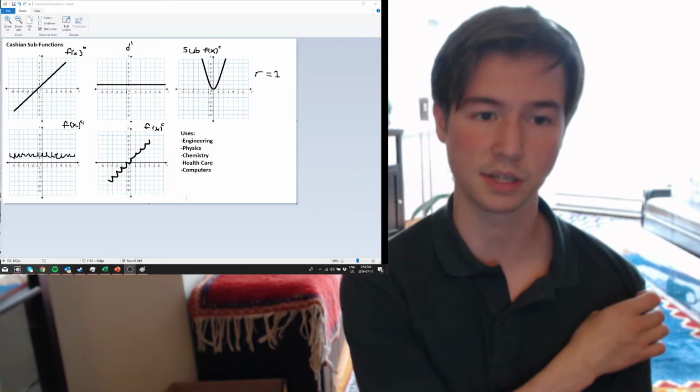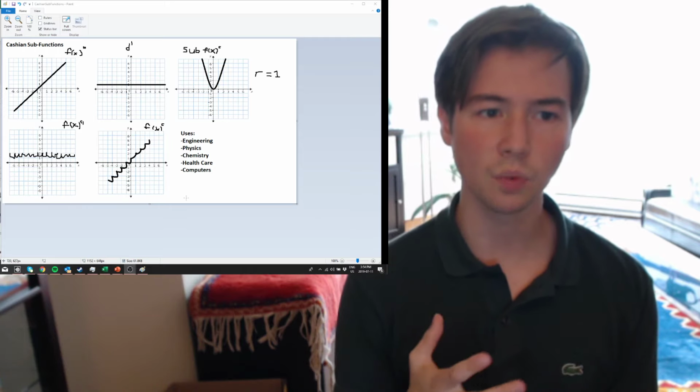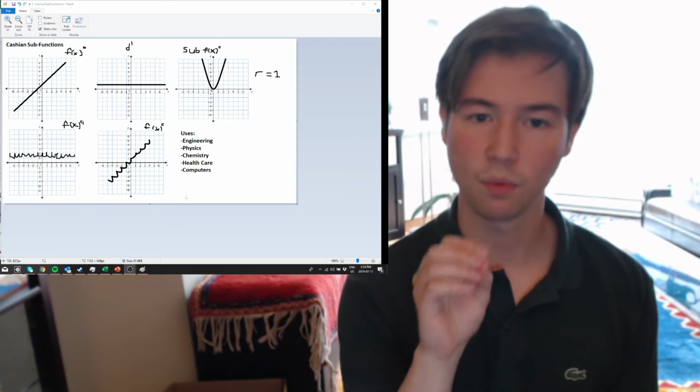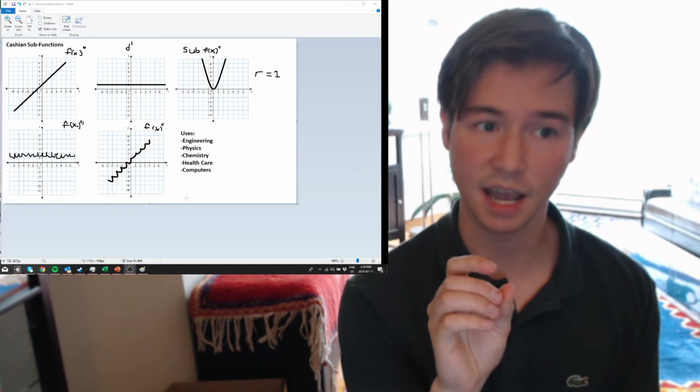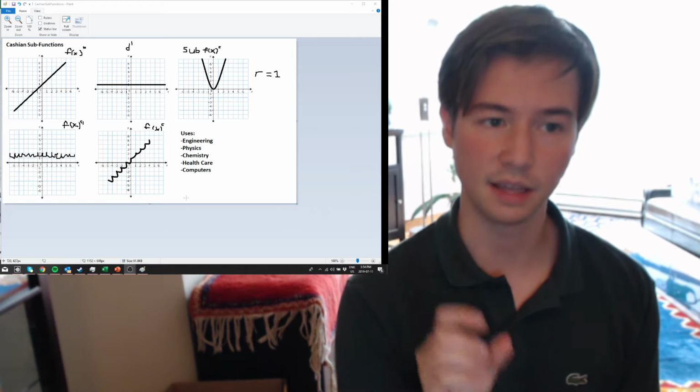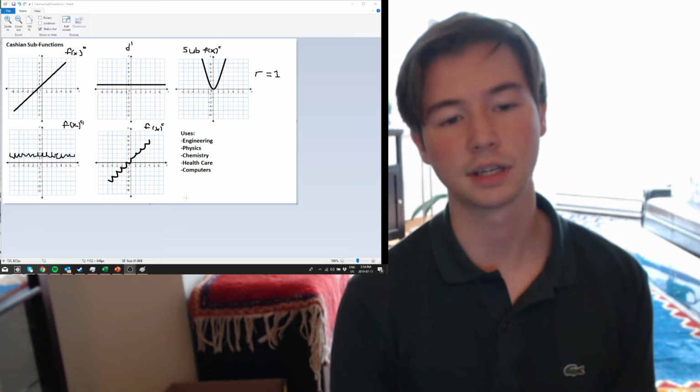What I'm trying to express, essentially, is a way of expressing on a more micro level, on a specific gamma, what is going on within functions, and it would be called a Cashian subfunction.